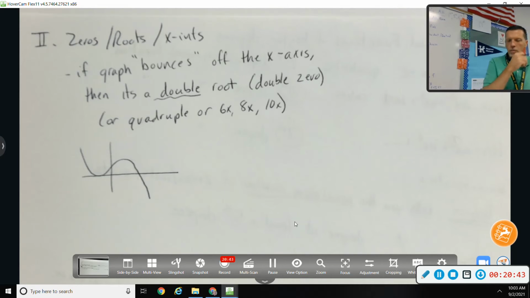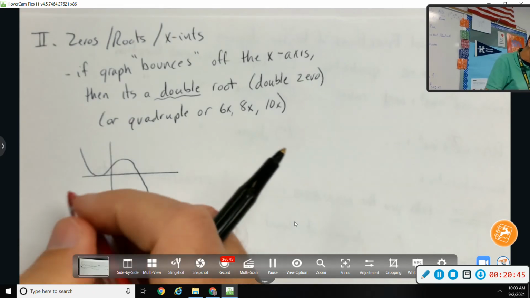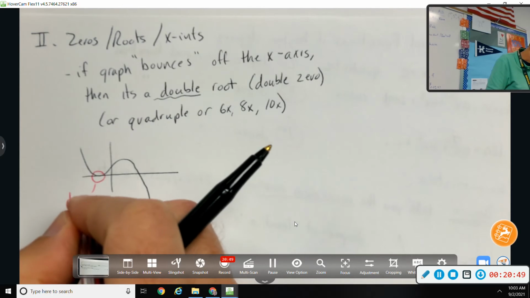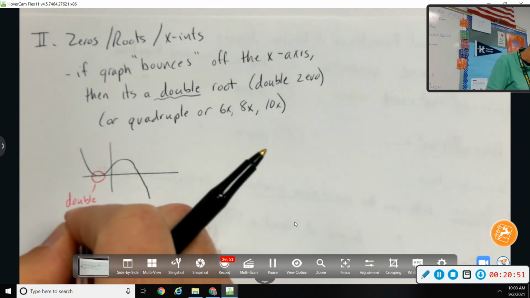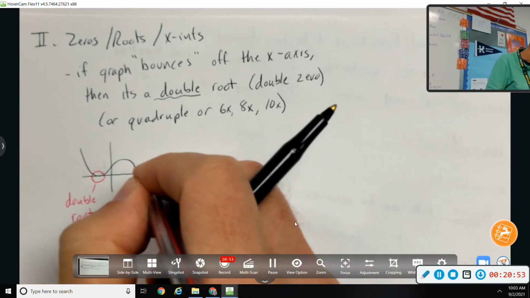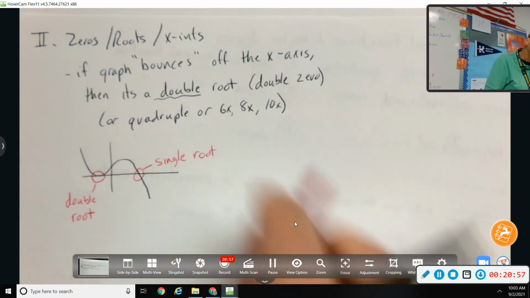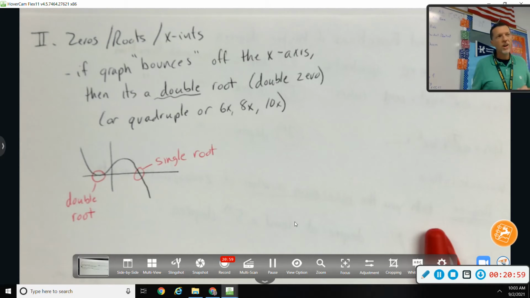So if we look at a picture like that, that's a double root. There's 2 roots there. That's a single root. So that would be 3 roots overall, which would make it odd, which would make it a cubic.